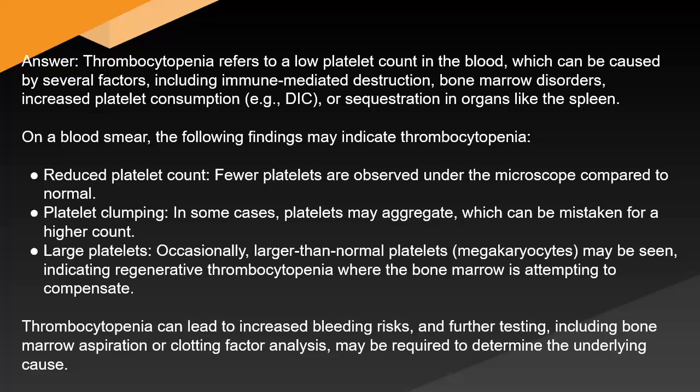On a blood smear, the following findings may indicate thrombocytopenia. Reduced platelet count: fewer platelets are observed under the microscope compared to normal. Platelet clumping: in some cases, platelets may aggregate, which can be mistaken for a higher count. Large platelets: occasionally larger than normal platelets, megakaryocytes, may be seen, indicating regenerative thrombocytopenia where the bone marrow is attempting to compensate. Thrombocytopenia can lead to increased bleeding risks, and further testing, including bone marrow aspiration or clotting factor analysis, may be required to determine the underlying cause.